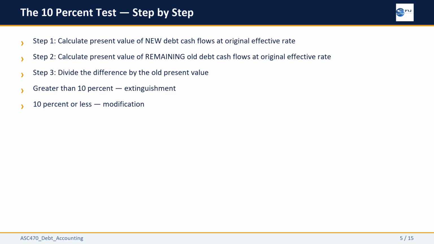Let us walk through the mechanics. Step 1. Take all the cash flows under the new debt terms, every interest payment and the principal repayment, and discount them using the original effective rate on the old debt. Step 2. Take the remaining cash flows on the old debt and discount them using that same original rate. Step 3. Calculate the difference between those two present values and divide by the old present value. The surprising part is that you always use the original effective rate, not the new rate. That keeps the test focused on the economic substance of the change rather than the new pricing.